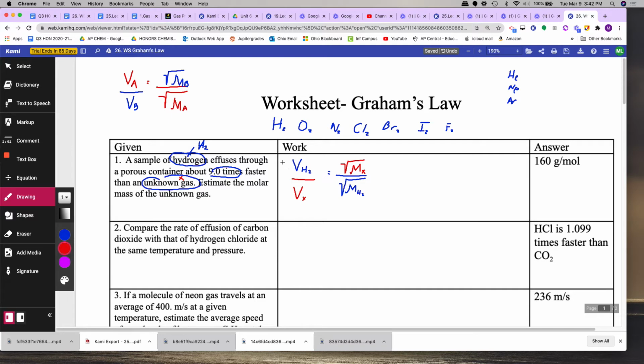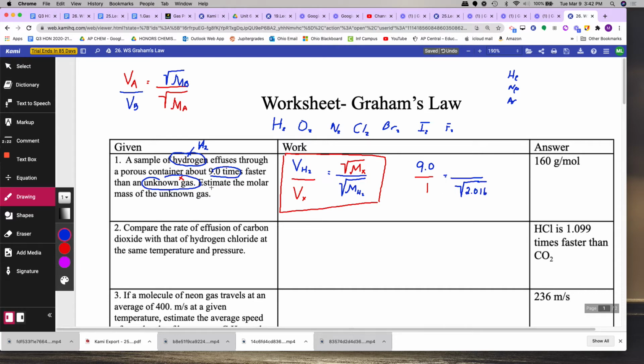For all these problems, I will be looking for this formula. You must write this formula for every single one before you plug in. Okay? So the plug-in looks like this. VH2 is 9 times faster than the unknown, so this number is 9.0 times faster than the unknown gas. So Vx is 1, VH2 is 9, equals the square root of the molar mass of H2 gas goes in the bottom. They're inversely related. So H2 is 1.008 times 2 is 2.016.